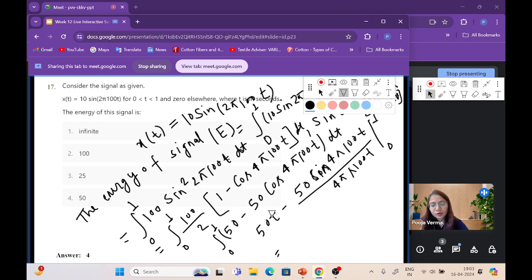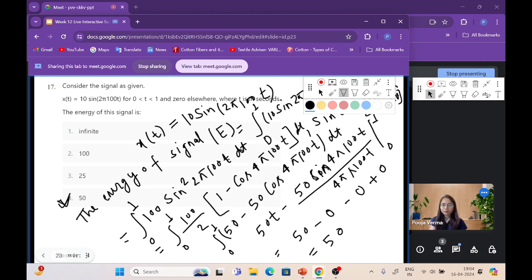If we put 1, then it is 50 minus, then its value, sine 400 pi. What will be the value of sine 400 pi? That will be 0 only. Now minus, it will be 0 also, and minus of that sine 0 will be 0. So all value will be 0 only. So energy of that signal is 50 only. Okay, if you solve and find this, the correct answer is option 4.